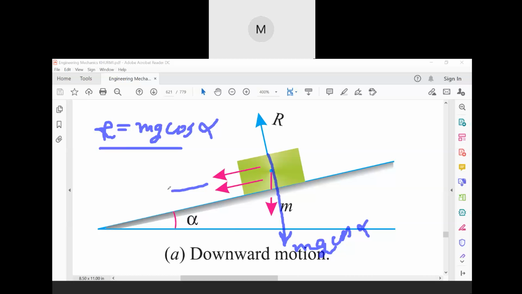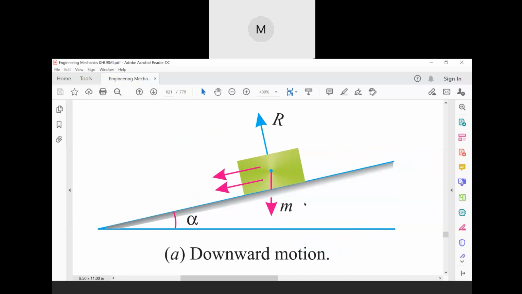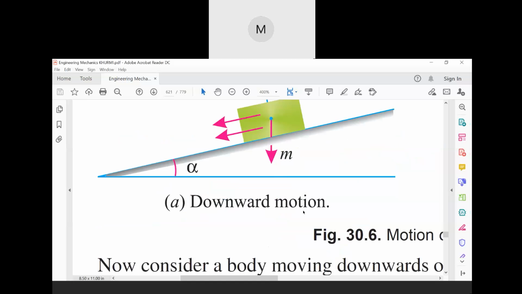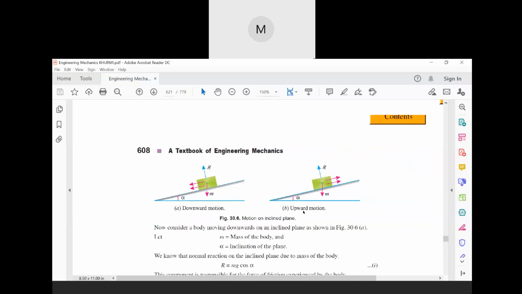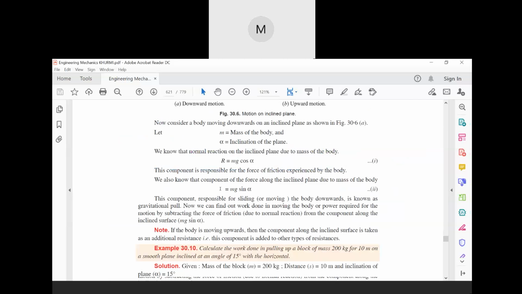Now here on this side, which component are we having? mg sine alpha. Yes or no? In this direction, we will be having one other component, which is mg sine alpha. Right? So if you are having this, we are having this.